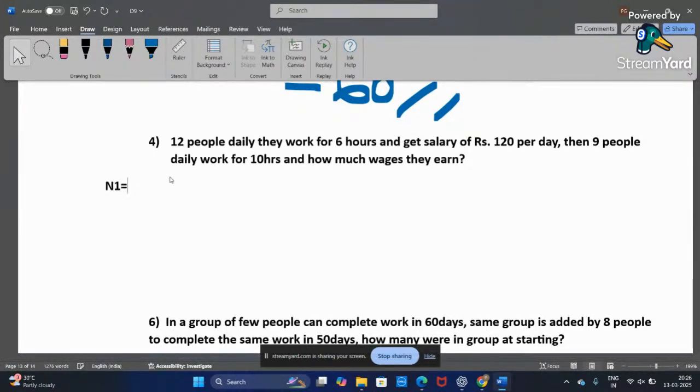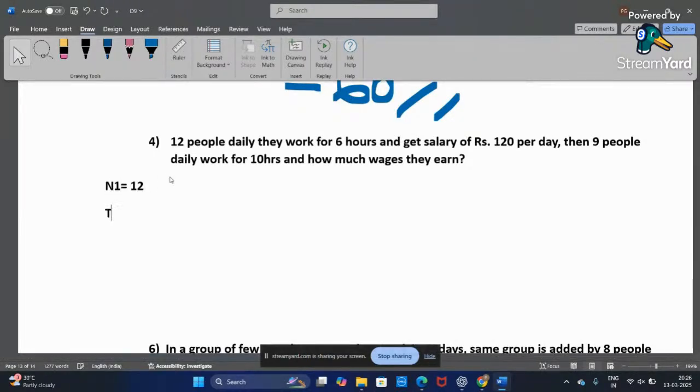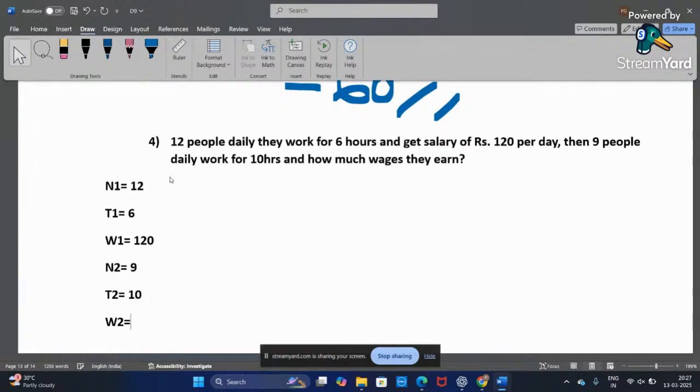Your N1 is 12. Your T1 is 6 years. They have given salary, rupees 120 per day. That is your wages, that is W1, it is 120. Right? So N2 it is 9 and T2 it is 10. We need to find W2. That is what we need to find in this question.